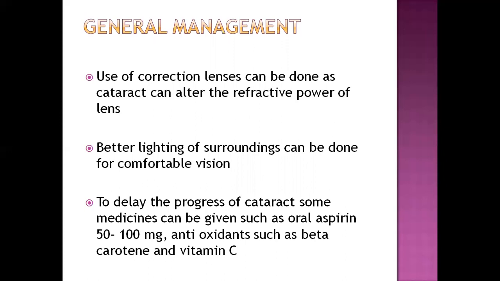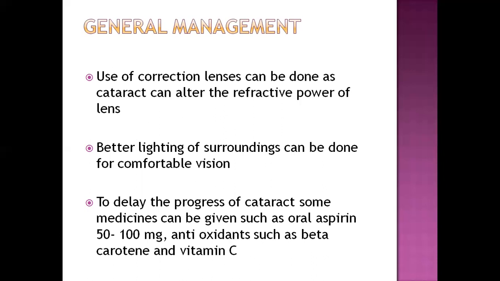Next is better lighting of surroundings. This is for comfortable vision. The person already has cataract, and if we don't provide a comfortable vision environment, the patient can have more difficulty in vision. So there should be better lighting, bright enough lighting of the surroundings. Next is, this is a kind of medical management, but still included in general management.